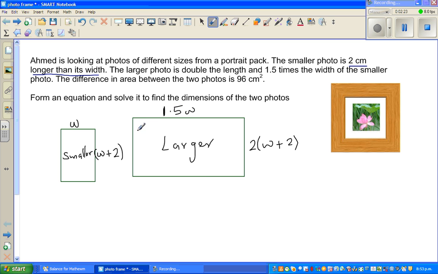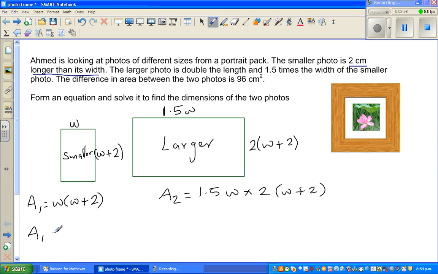The difference in area between the two photos is 96 centimeters squared. So let me call this A1, the area of the smaller photo, which is W times W plus 2. Does that make sense? And A2 is the area of the larger photo, which is 1.5W times 2 times W plus 2. Let us simplify this. A1 can be written as W squared plus 2W, and for A2, 1.5 times 2 is 3W, so that is 3W times W plus 2, and if you expand this, it is 3W squared plus 6W.